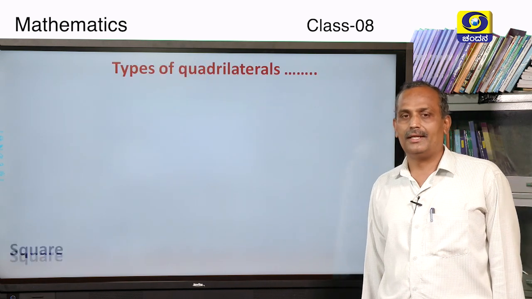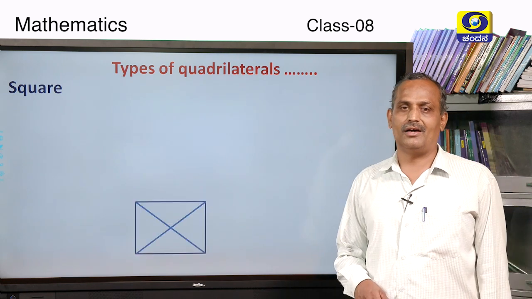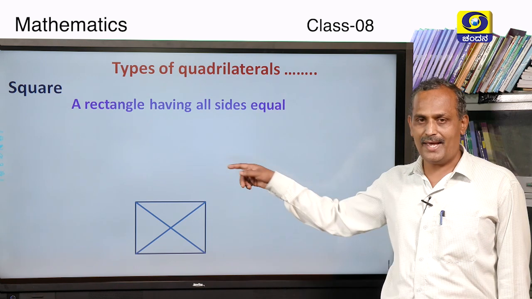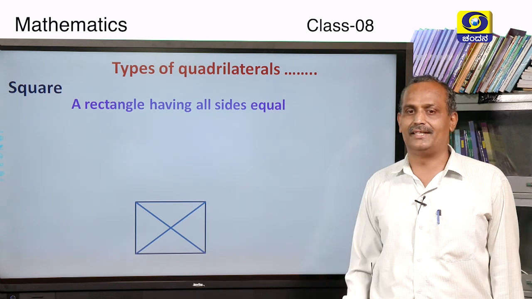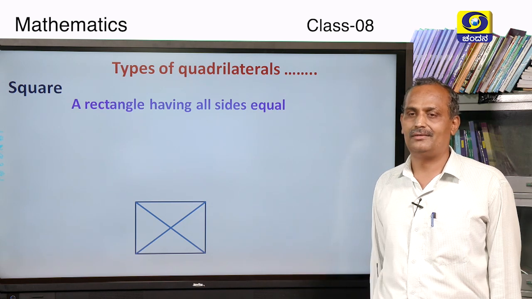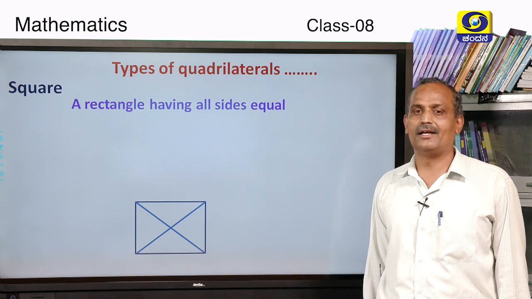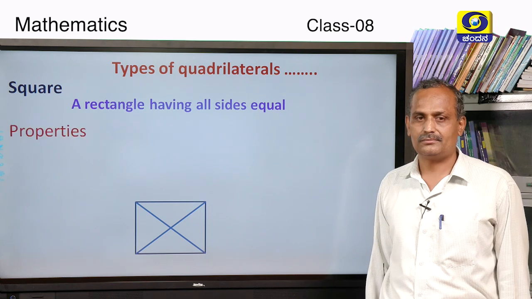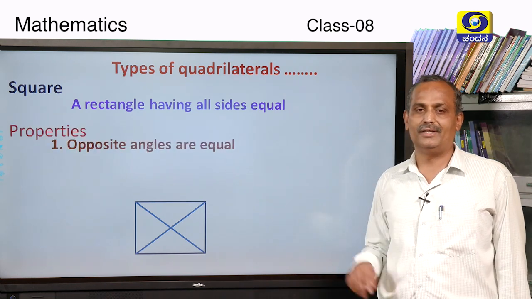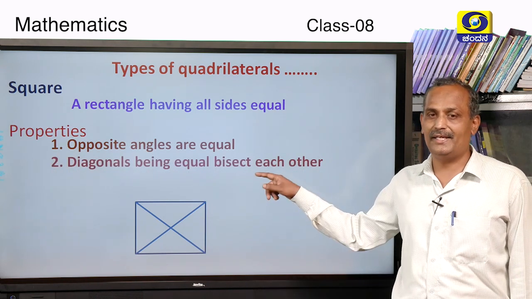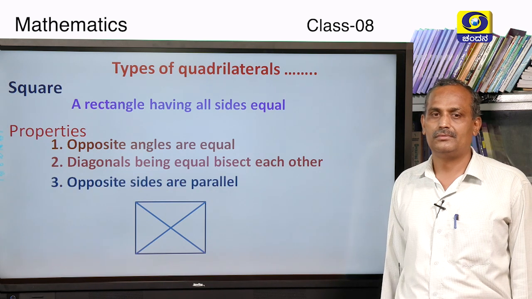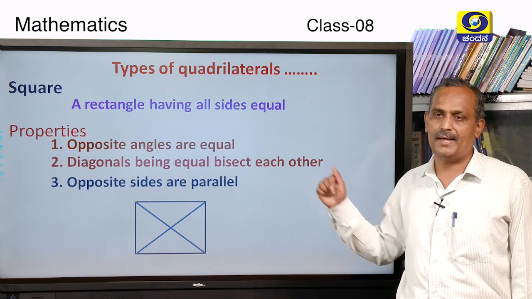Now, let us continue our discussion of types of quadrilaterals with respect to square. A square is a rectangle having all sides equal, and you know that opposite sides are parallel. All sides are equal and opposite sides are parallel. So, the properties: opposite angles are equal, diagonals are equal, similar to a rectangle, they bisect each other, and opposite sides are parallel.